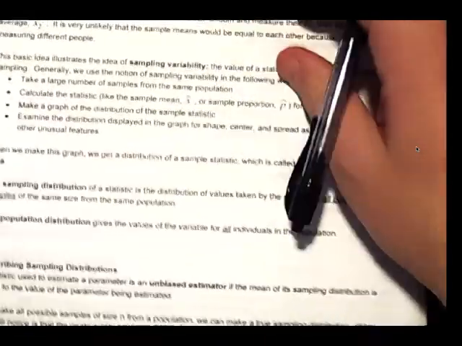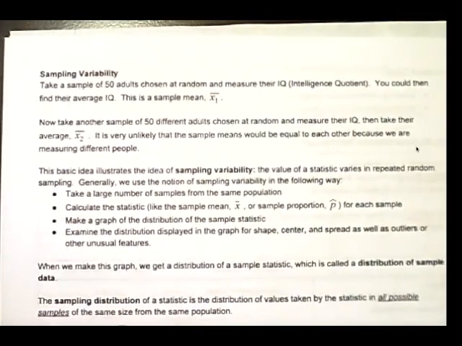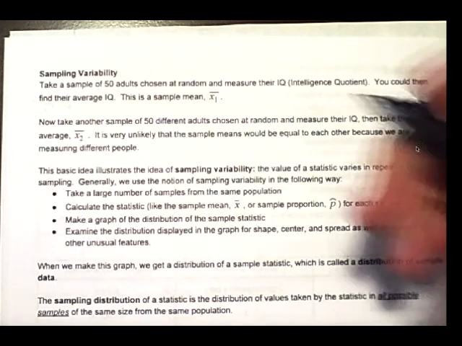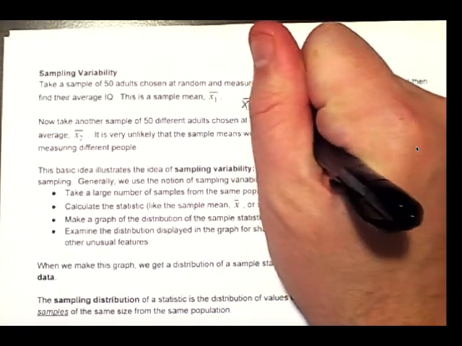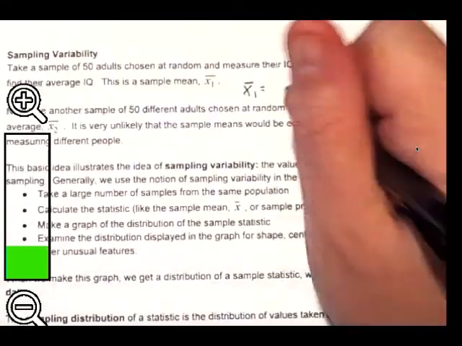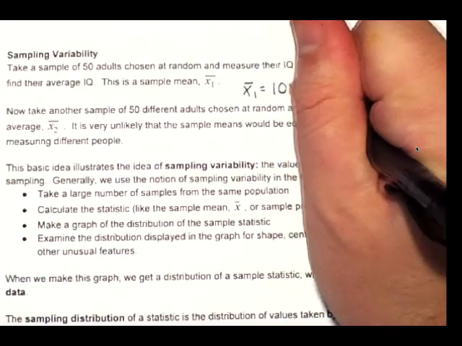So let's talk about sampling variability next. It says, take a sample of 50 adults chosen at random and measure their IQ. You could then find their average IQ. This is sample mean X bar 1. So let's just say, for instance, I sampled 50 people. I made them take an IQ test. Okay, and maybe the average IQ of those 50 people was 104.